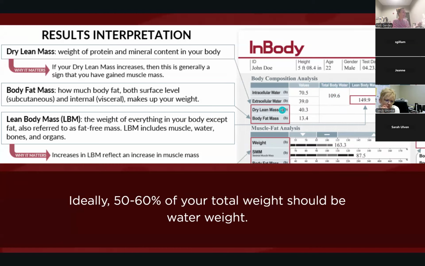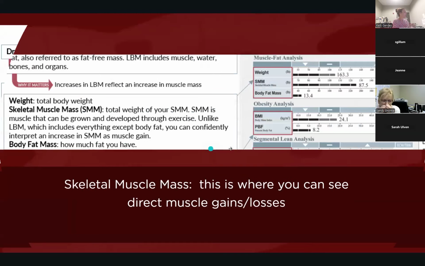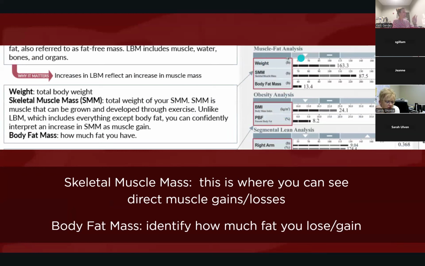So this is going to be things like bone and tissue, right? That's not muscle, water, or fat. And then what's left over is just pounds of fat. So that's kind of a breakdown of your body composition. The next section goes to your muscle and fat analysis.